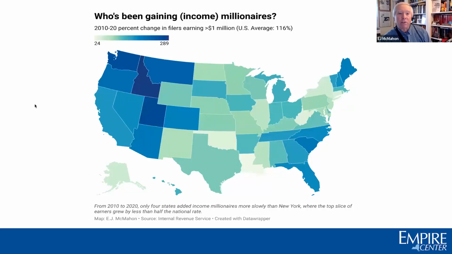Who's been gaining? What states are gaining income millionaires? Well, as you can see here, this is the percent change between 2010 and 2020. Basically, only 4 states added income millionaires more slowly than New York did. And they are Oklahoma, that's an oil patch problem, Louisiana, West Virginia, and Connecticut. Those are the states that added income millionaires more slowly than New York State.